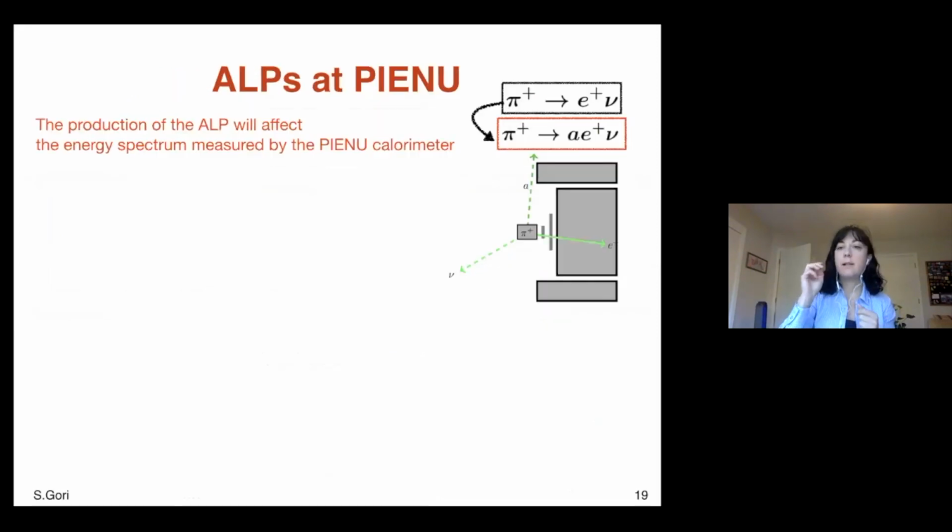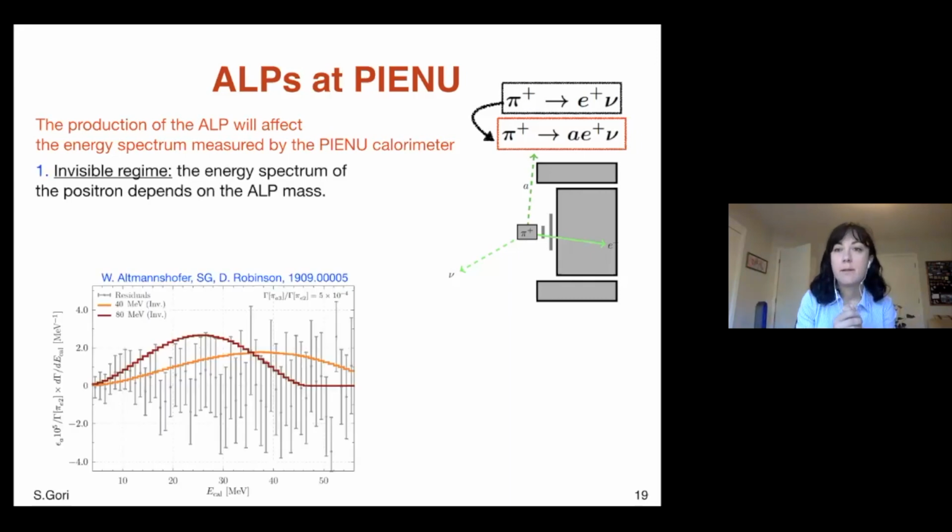So let's start to see how to reinterpret the PIENU data. What PIENU is doing is to produce a beam of pi plus that is then stopped in some target, so we'll have a pi plus decaying at rest. Then PIENU is measuring the positron coming out from the pi plus, and it gives us information about the energy deposited in the calorimeter, shown here in this cartoon. Of course, if you have the pi plus decay to an ALP, a positron and a neutrino, the energy deposited in the calorimeter will be different from the energy deposited by the standard model decay.